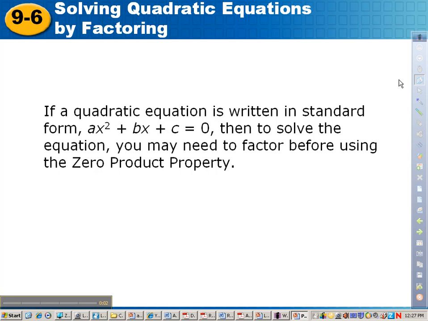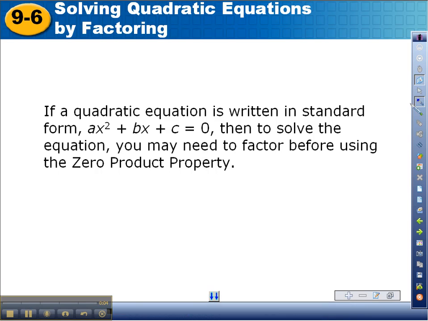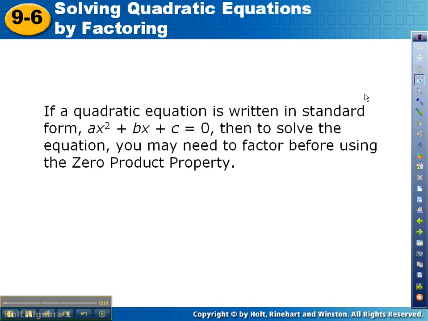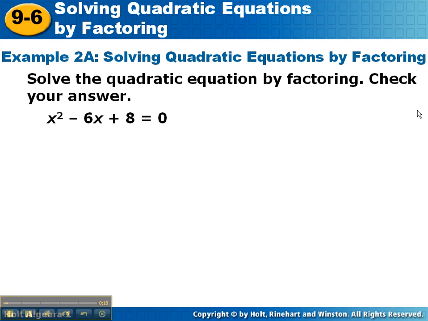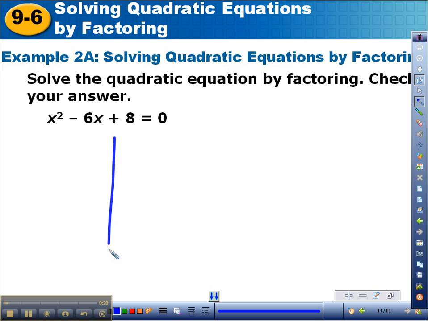Okay, moving on. This one says if a quadratic equation is written in standard form, ax squared plus bx plus c equals 0, then to solve the equation you may need to factor before using the zero product property. All right, we're going to solve this one by factoring. I'm going to use my little factor cracker.